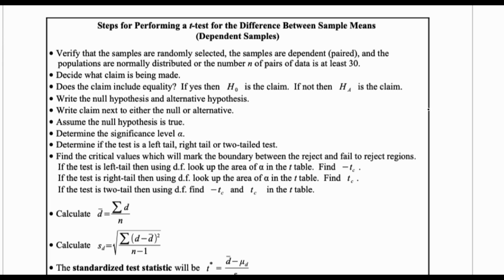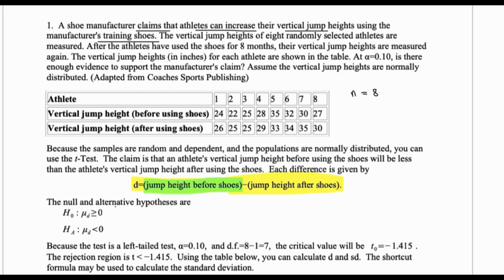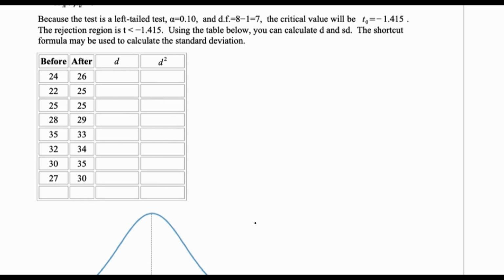Does the claim include equality? If yes, then H0 is the claim. Write the null hypothesis and alternative hypothesis. That was already done for us in that problem. We want to write claim next to one of these and assume the null is true. We'll find the significance level and then determine if it's a left, right, or two-tailed test. Alright, so the significance level is 0.1. This is a left-tailed test. So let's draw that in.